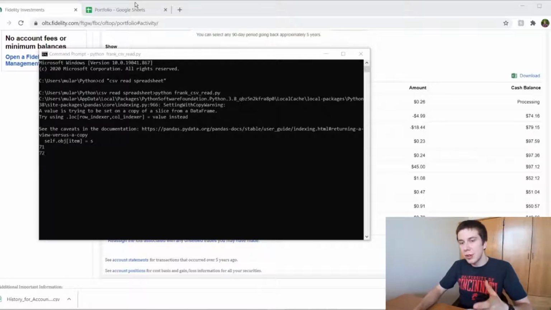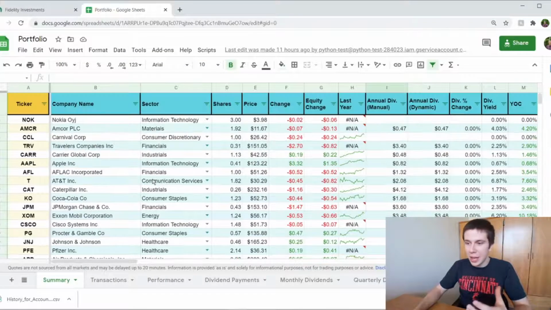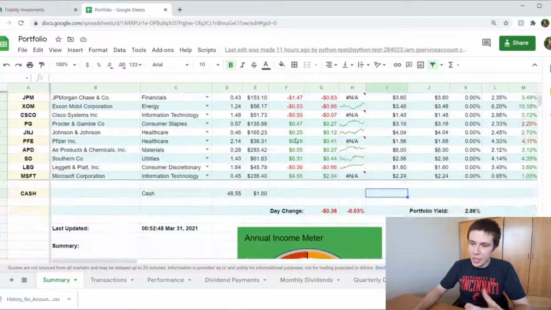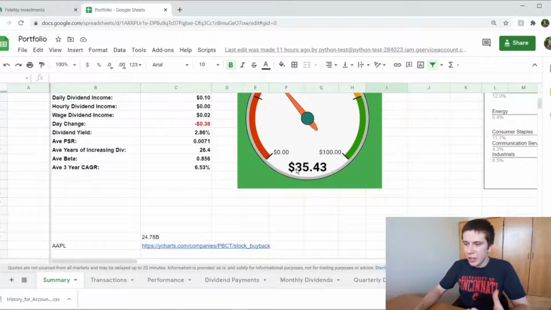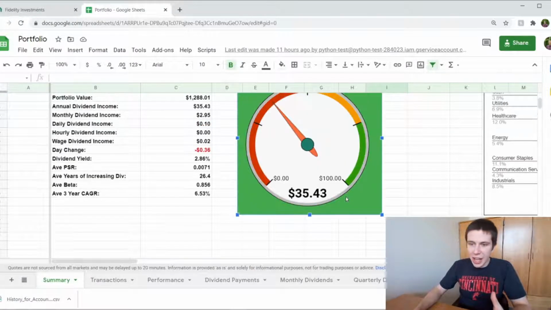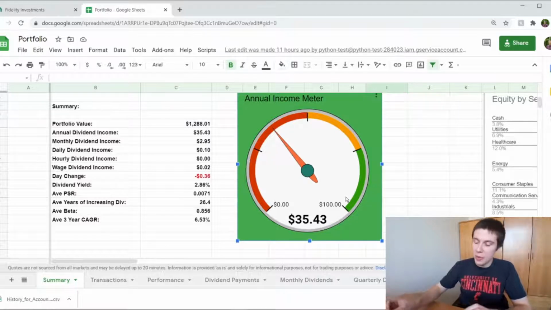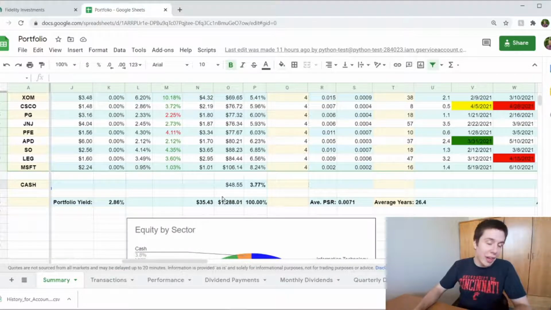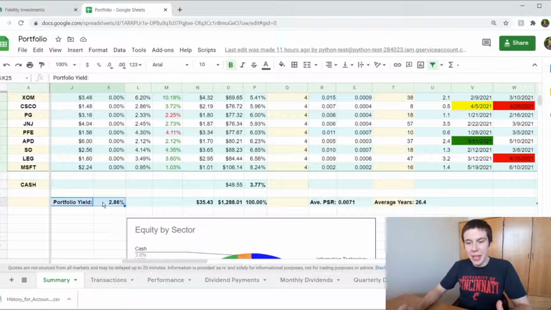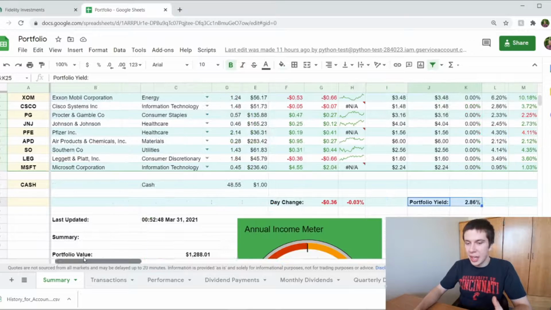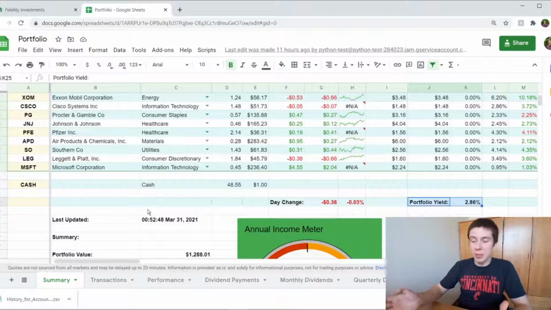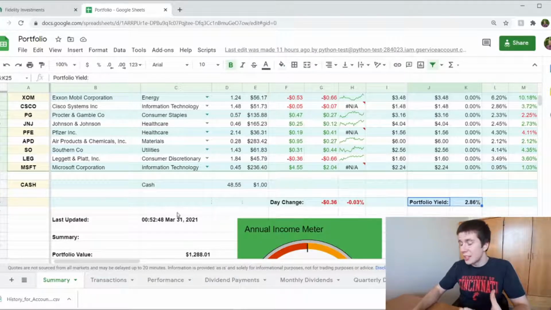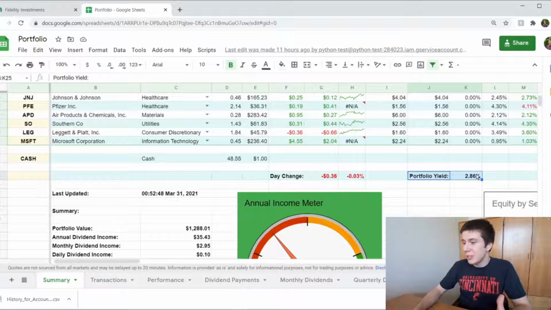But first, we're going to look at my portfolio before all of this is happening. You can see my annual dividends right now is right around $35.43, which is pretty much where it's been over the past month. Before any additional changes, the portfolio value is right around $1,288, and the dividend yield is 2.86%. I'm pretty happy with that. It's not anything super good compared to some other people who are trying to live on their dividends, but it is a good dividend yield for me.